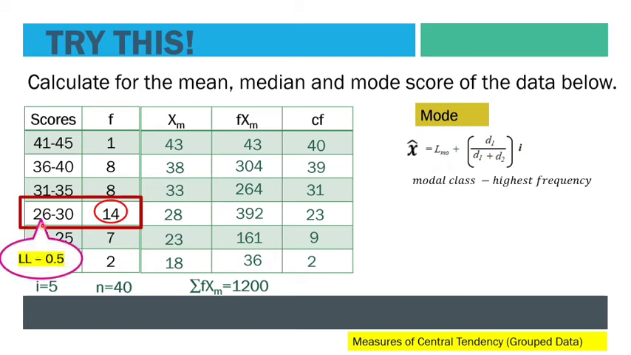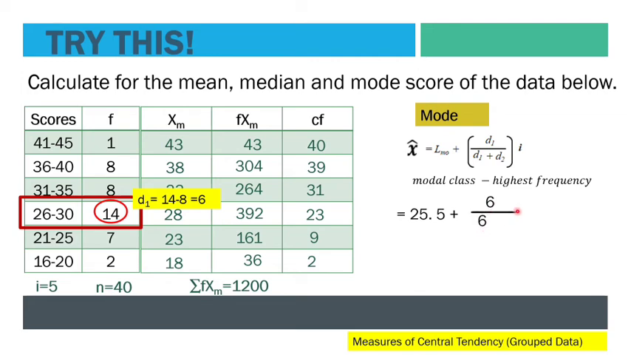That's the lower limit minus 0.5. That's 26 minus 0.5 is 25.5. And then d sub 1. What is d sub 1? That's the difference between the frequencies of the modal class and the frequency above it. So that would give us 14 minus 8, so 6 is the value of d sub 1. We write 6 in the numerator, also d sub 1 in the denominator.